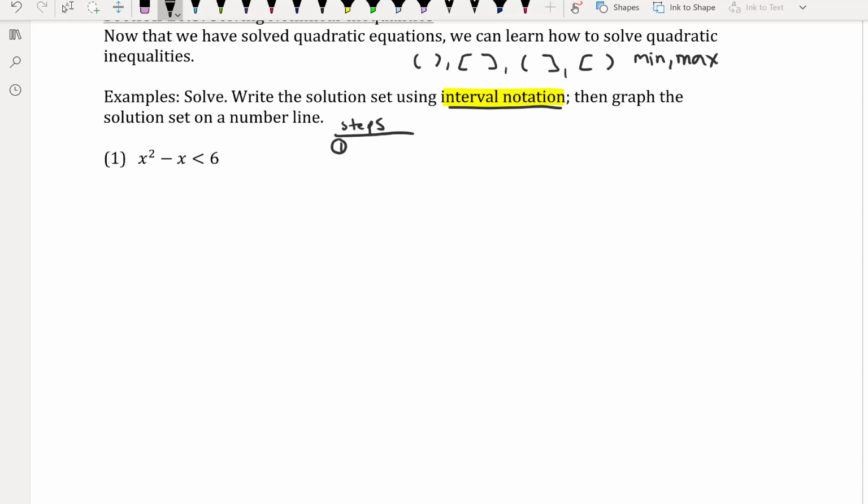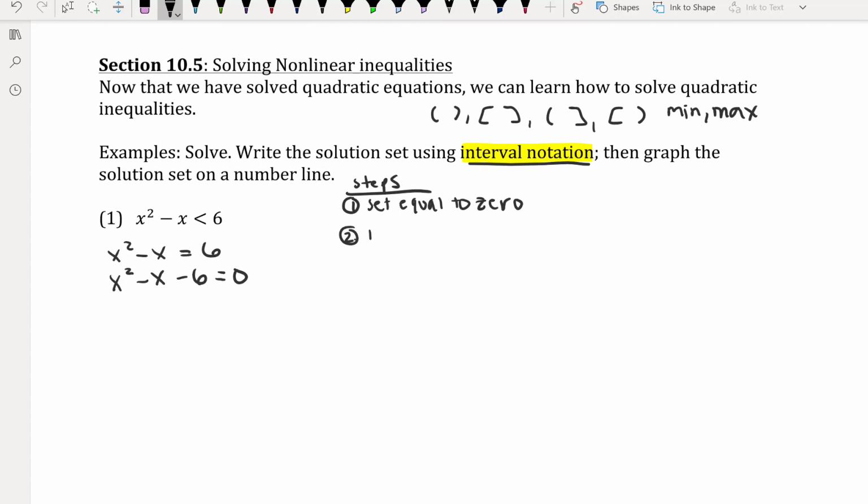We're going to make sure that it's set equal to 0. Our original equation, right now we have x squared minus x is equal to 6. So I'm going to subtract 6 from both sides. So x squared minus x minus 6 is equal to 0. Now it's set to 0. So our second step is we are going to find our critical points, our boundary points.